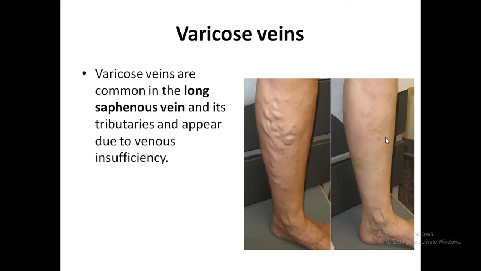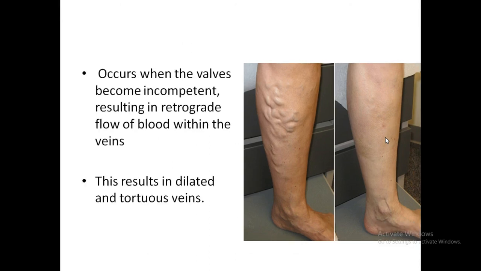So, coming to the clinical aspects of the superficial veins of the lower limb, the most common is varicose veins. Varicose veins are common in the long saphenous vein and its tributaries and appear due to venous insufficiency. This occurs when the valves become incompetent, resulting in retrograde flow of blood within the veins. This results in dilated and tortuous veins. You can see the dilation and the tortuous veins.